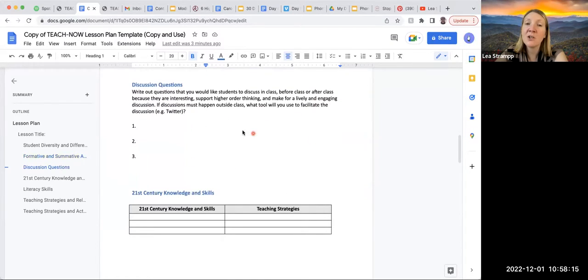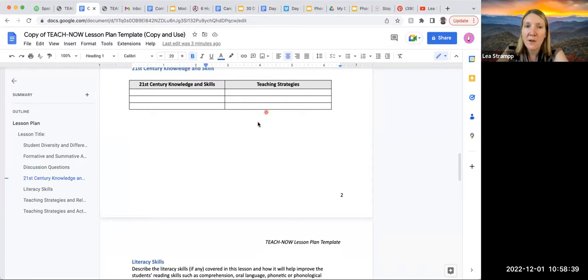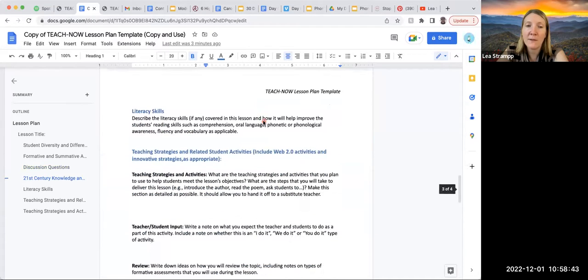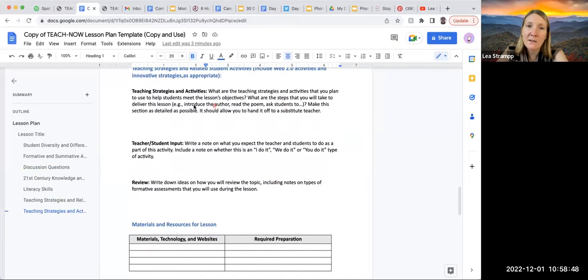Moving on, some discussion questions. What's great about the discussion questions is it gives you a chance to support higher order thinking and make connections to real world concepts. So how can you take the content of the lesson that you're sharing here and then turn it into a discussion that connects the students to the outside world and also supports those higher order thinking skills? Moving on, we've got a section for 21st century skills and how you'll be incorporating those. Any literacy skills, and then teaching strategies.